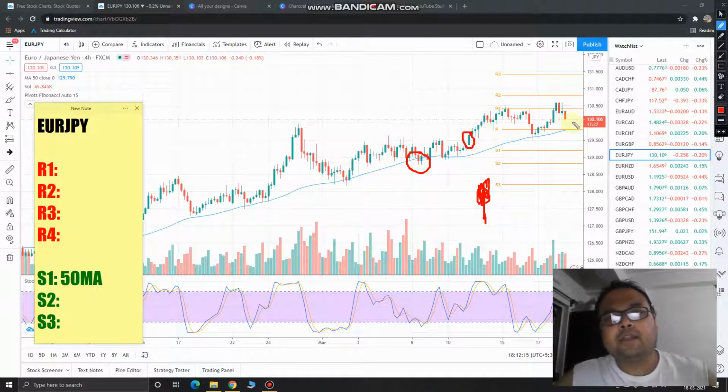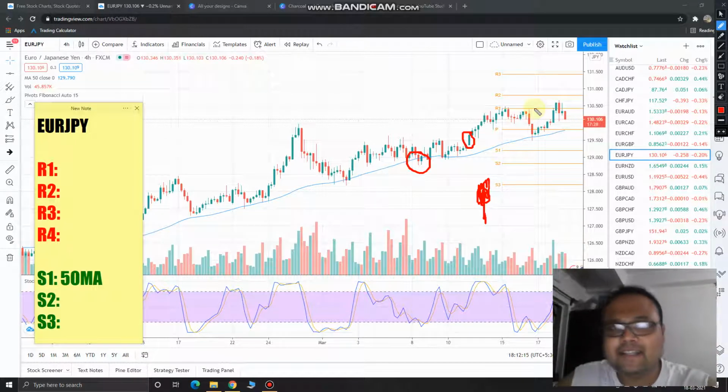Just wait for the market to hit the 50 moving average, and once you get a confirmation that the support is still valid, just buy. Simple. So simple strategy then.